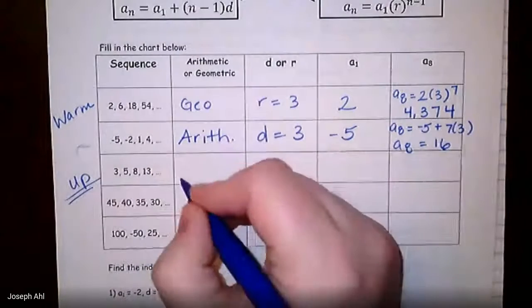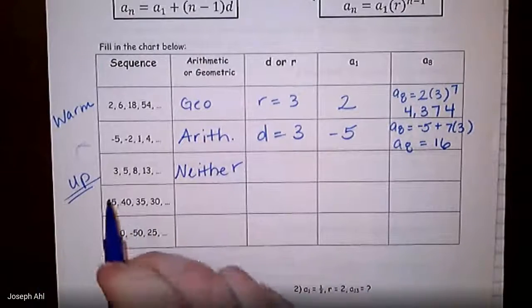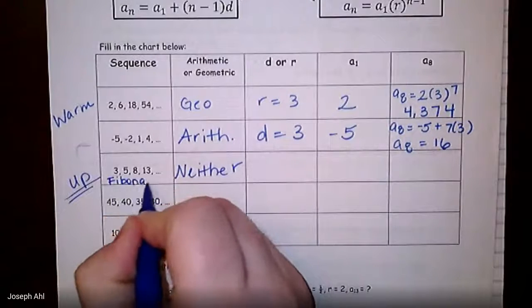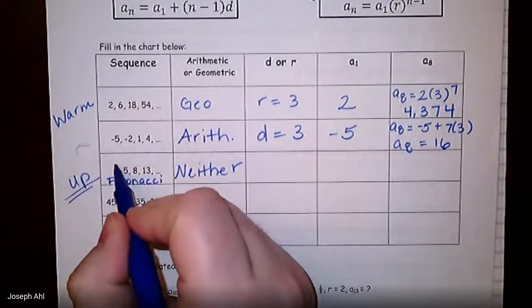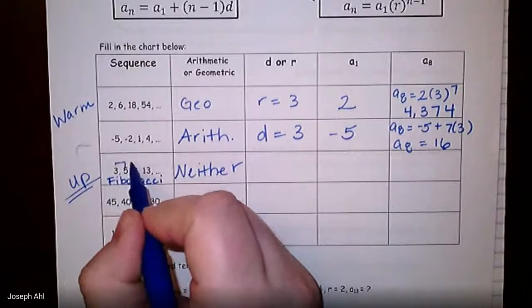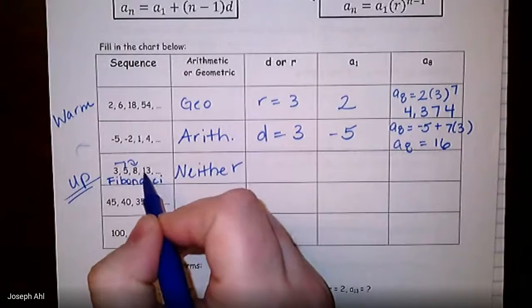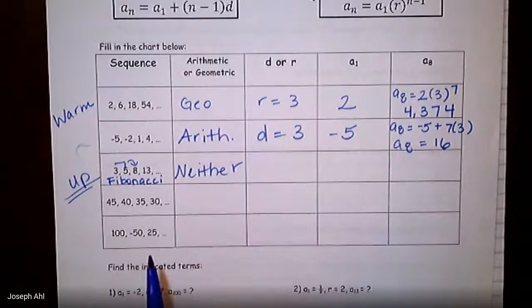So what turns out here is that this is neither of the two. It turns out it is a special sequence. There's something called the Fibonacci sequence. So if you're curious, you can look it up. You might have even heard of it before, but basically, if you take the previous two terms, the 3 and the 5, and add those together, you get 8. And 5 plus 8 is 13. So the next term, if you wanted to find it, would be 8 plus 13. So it should be 21 at that next spot.